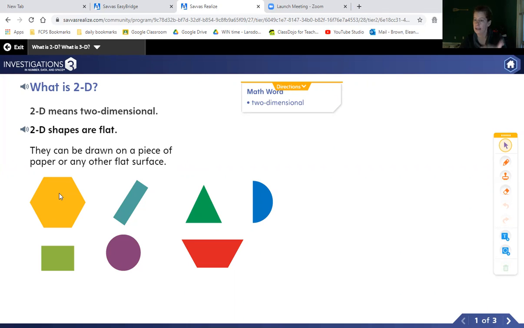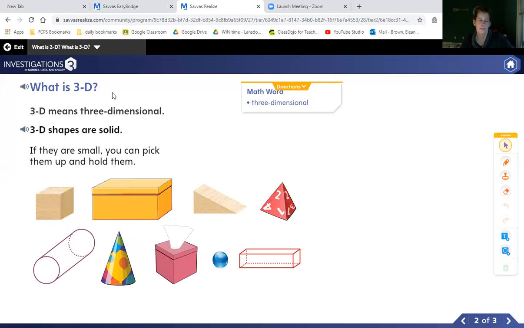Hexagon, say hexagon. Rectangle, say rectangle. Triangle, say triangle. This is a semicircle because it's half a circle. Say semicircle. This is your trapezoid. Say trapezoid. Circle. Say circle. And this is a square. Say square. Now listen to what a 3D shape is.